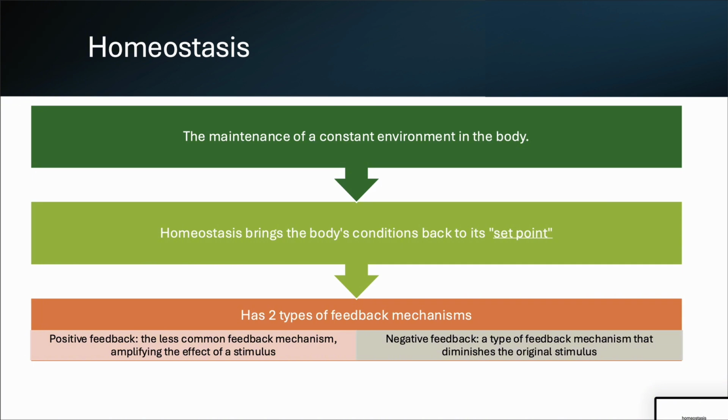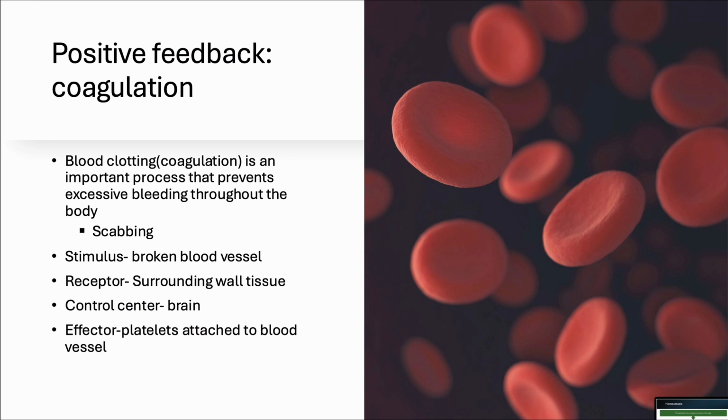The feedback mechanisms discussed here will give an example of both positive and negative. The positive being coagulation or blood clotting, and the negative being glycemia regulation. Coagulation or blood clotting is an important process that prevents excessive blood loss throughout the body.